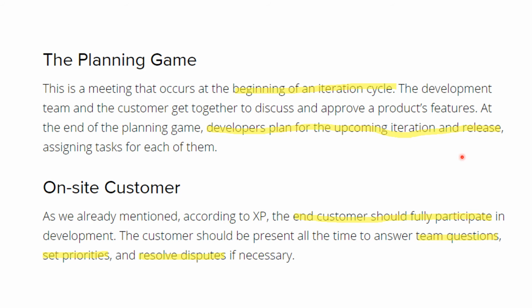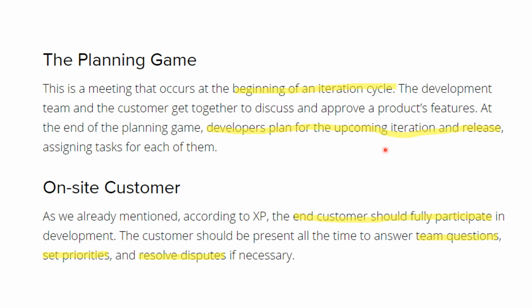The third one is the planning game, right? Planning game is a plan for the iteration releases. This is the main thing that occurs at the beginning of the iteration cycle, as we see in the first slide. The development team and customer get together to discuss and approve product features. At the end of the planning game, the developers plan for the upcoming iteration and release, assigning tasks for each of them. So self-organizing teams, they'll assign by themselves.